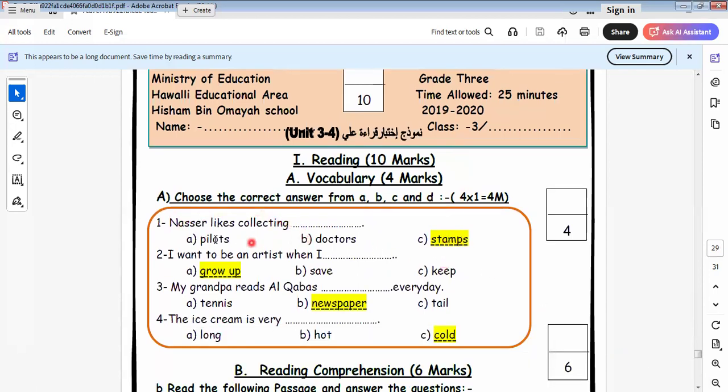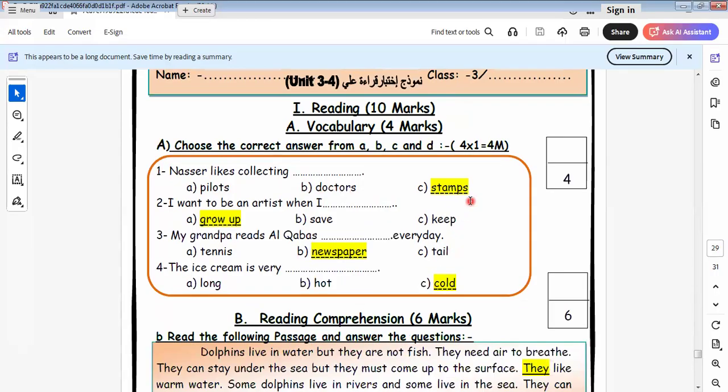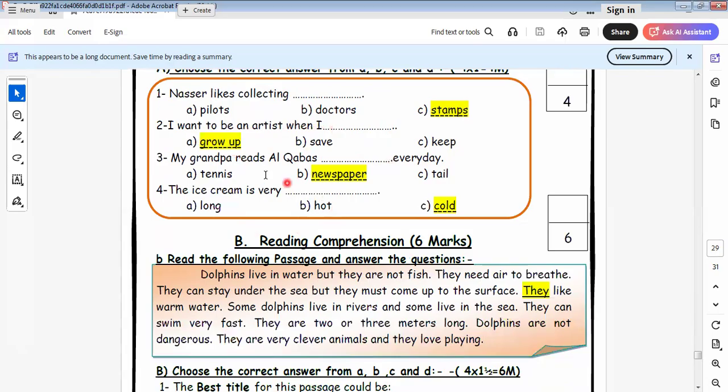Nasser likes collecting what? Pilots can collect pilots, the people who fly planes, doctors, or stamps. Collecting stamps. So here we use collecting with stamps and what? And shells. Both we use collecting with. I want to be an artist when I grow up.